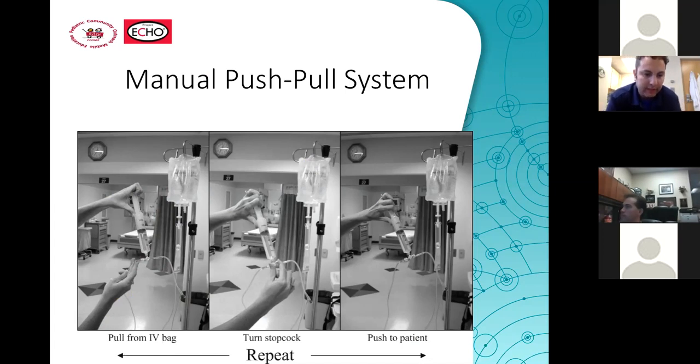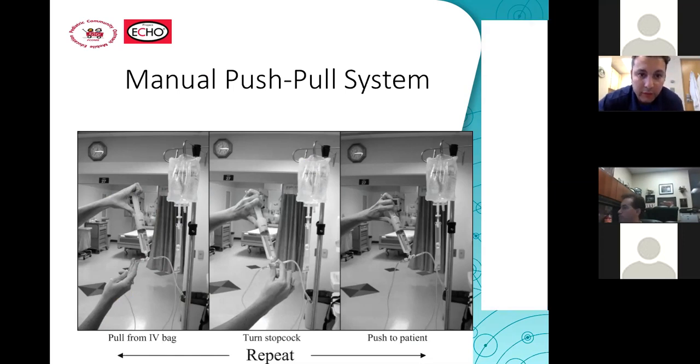Again, it's recommended, if you have a rapid infuser, there are a couple of devices now in the market that can do this for us without taking one of your nurses away from patient care.